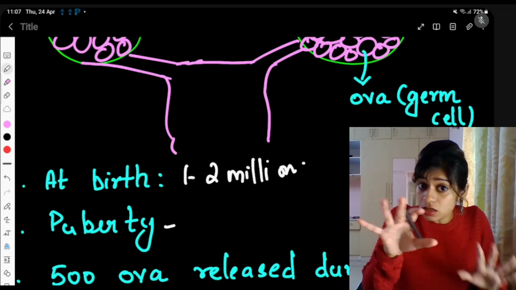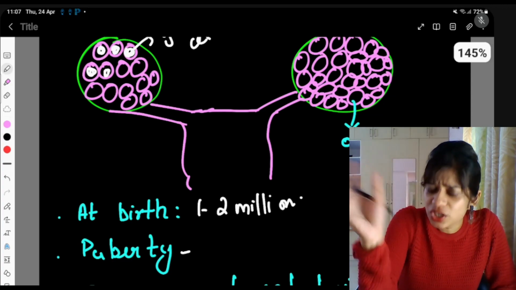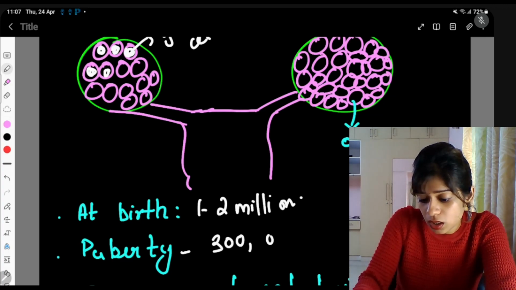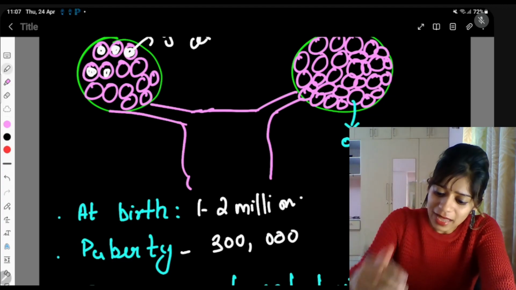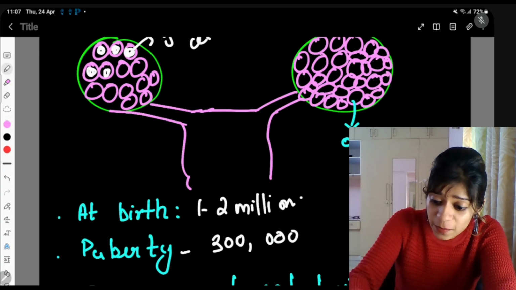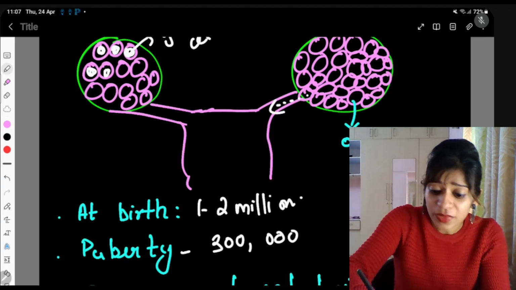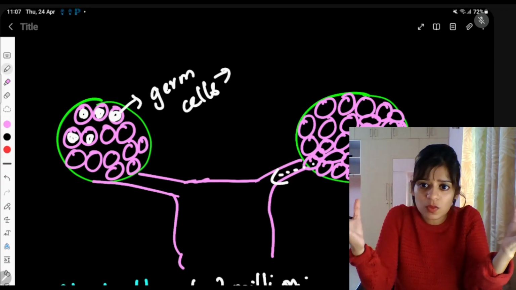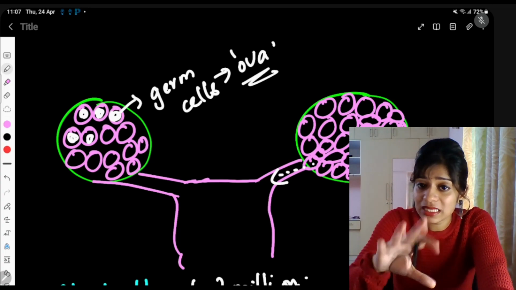Once a girl reaches puberty, some of these germ cells will undergo degeneration and about 3 lakh germ cells remain. After that, she attains menarche, she starts getting her periods, and from each ovary every month a germ cell is released. When a germ cell gets matured, we call it the ova, the egg. So germ cells in females become the ova.